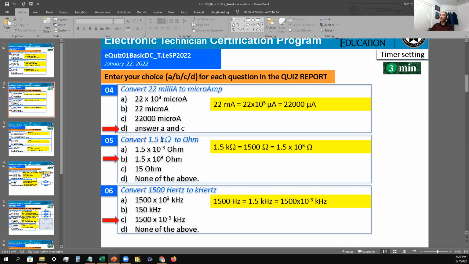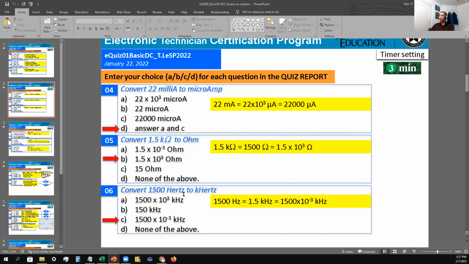Okay, number five: convert 1.5 kilo ohms to ohms. So 1.5 kilo ohms is the same thing as, K represents 10 to the 3, so 1.5 times 10 to the 3 ohms. Or you can convert it all the way. Either way, the only one that matches is the answer B as in Bob for number five.